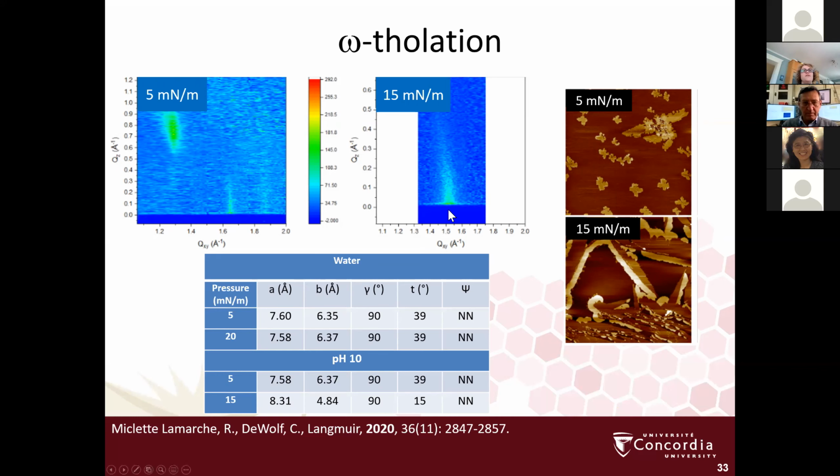But at 15, what we see is a transition to a much less tilted phase, 15 degrees tilt, with no head group ordering. So again, we have no Debye-Scherrer rings, no additional peaks, no elongation of the full width at half maximum. And this is suggesting to us that we have a less tilted condensed phase, but that this higher material is an amorphous material. It does not appear to be crystalline as it was in the first system I showed you.